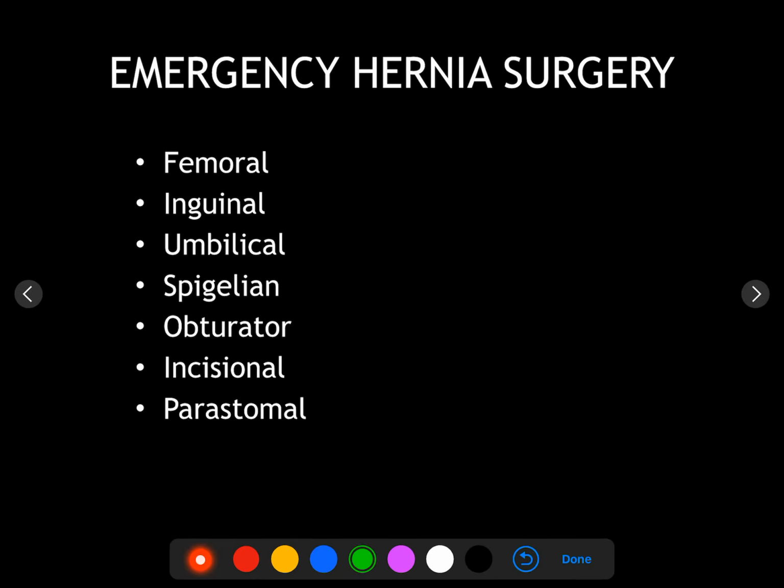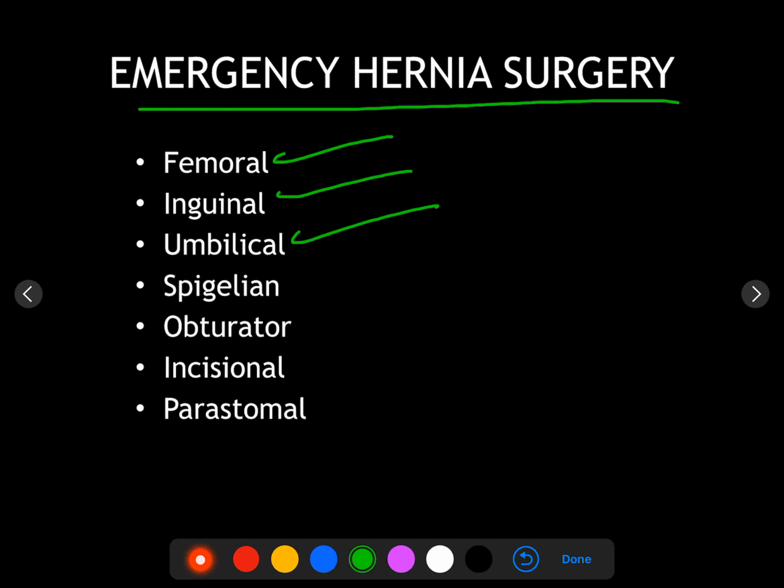Emergency hernia surgery, we do it usually in patient for femoral hernia, inguinal hernia, umbilical and para-umbilical sometimes, Spigelian hernia, obturator, incisional and parastomal hernia. طبعا راح نجي عليها in details بالمحاضرة الثانية والثالثة حتى نفصلهن ذن كلهن.